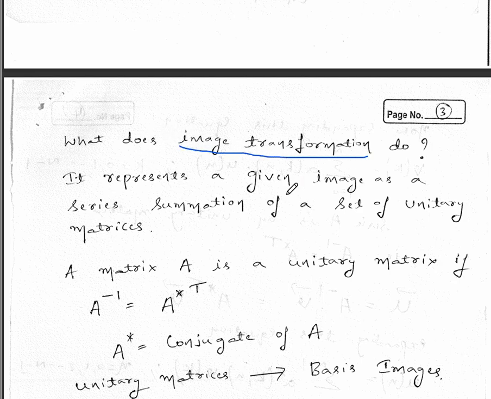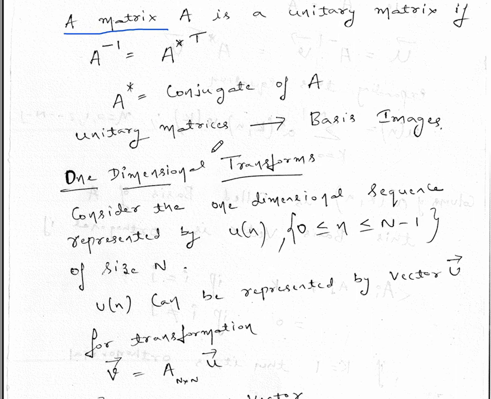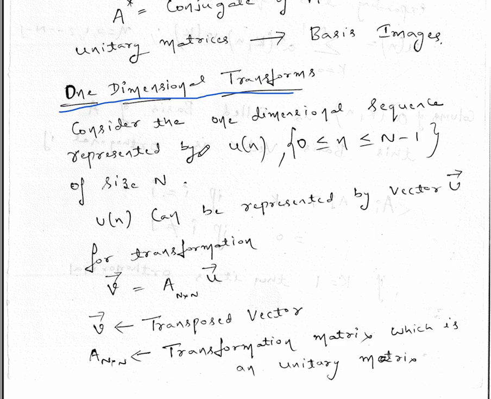So what does image transformation do? It represents the given image as a series summation of a set of unitary matrices. Let A be a matrix, and A is a unitary matrix if A inverse is equal to A star transpose, where A star is the conjugate of A. Unitary matrices are used in the basis images. One-dimensional transforms are available. Now we'll discuss the one-dimensional transform.